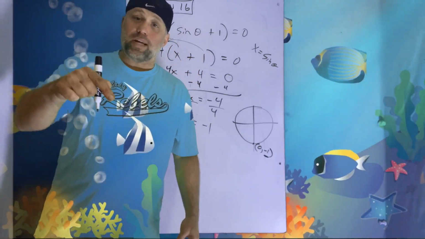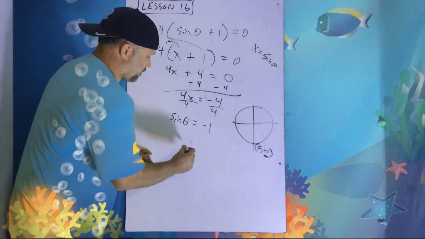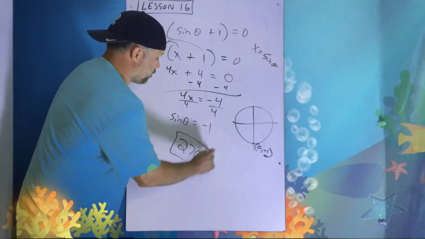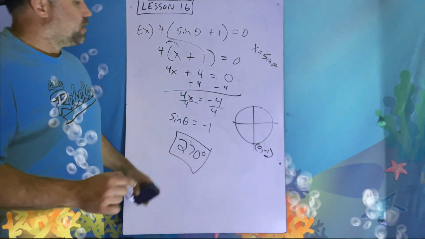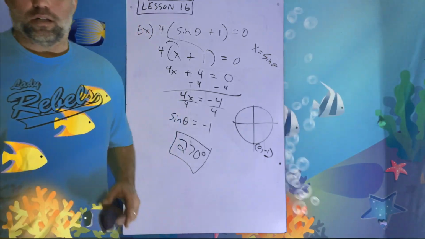This equation only has one answer. There's only one place where sine is equal to negative 1, and that's 270 degrees. So we only got one answer for this one. All right, and that's because it was an angle on the unit circle, different than the other ones. All right, going to do one more for you.